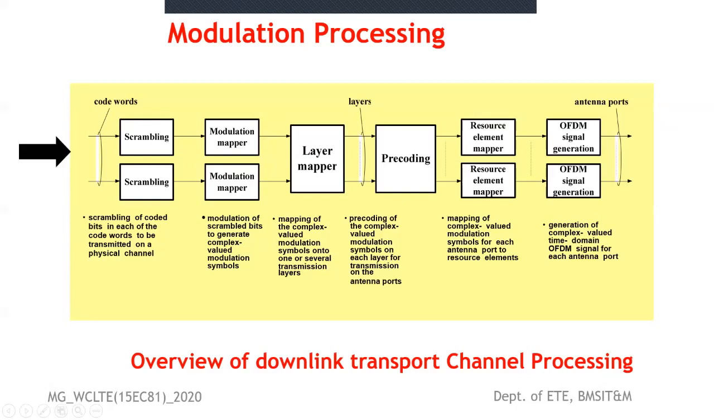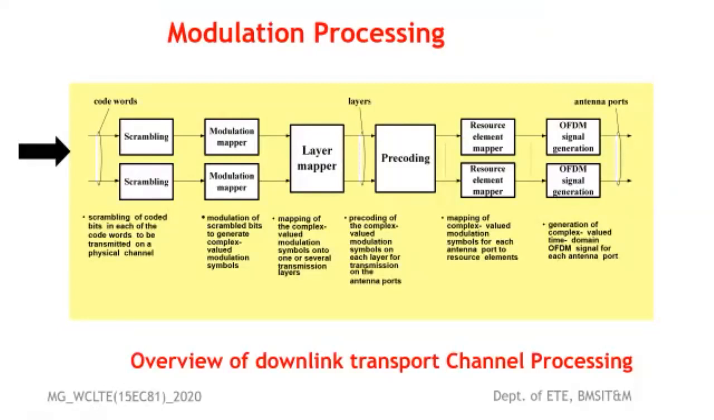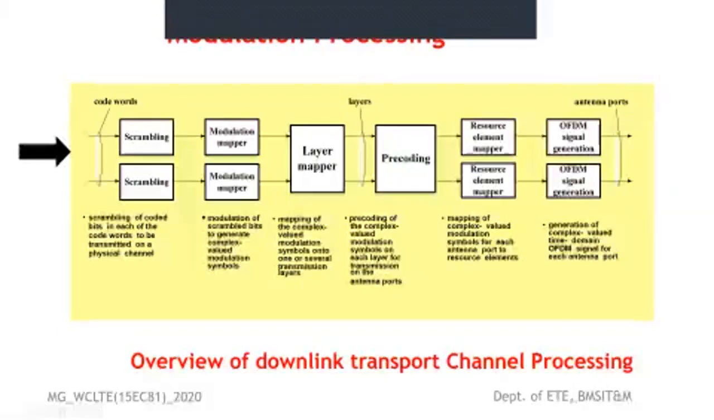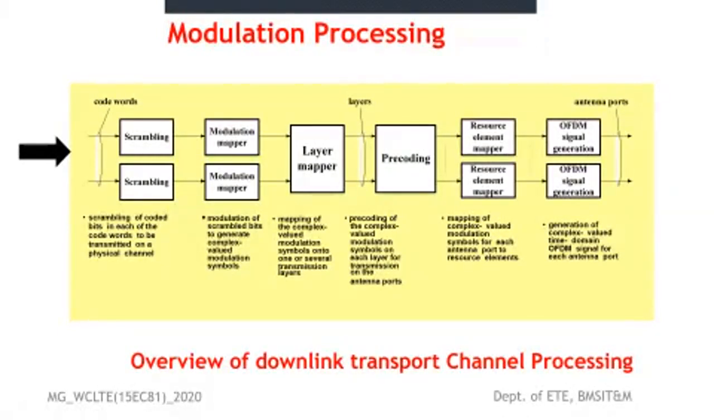Then the resource element mapping is done for each pre-coded information. Then the waveform signal will be generated, which will be fed to the antenna port. Then it is transmitted over the air. So these are the two different processes happening in the downlink transport channel processing: one is channel coding processing, and another one is modulation processing.